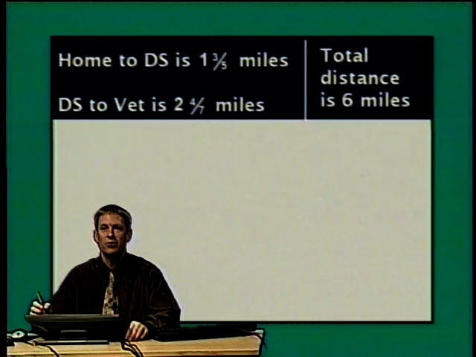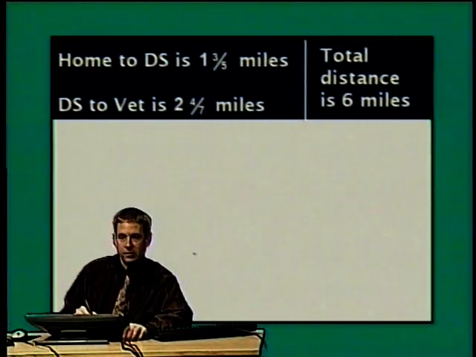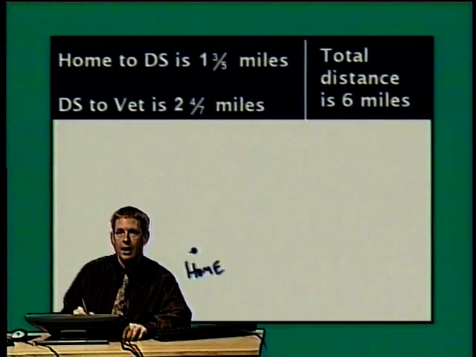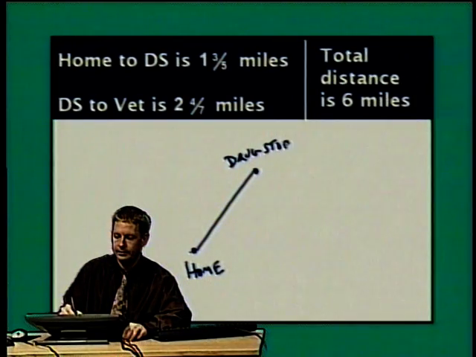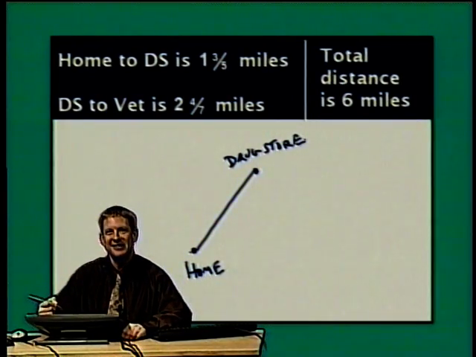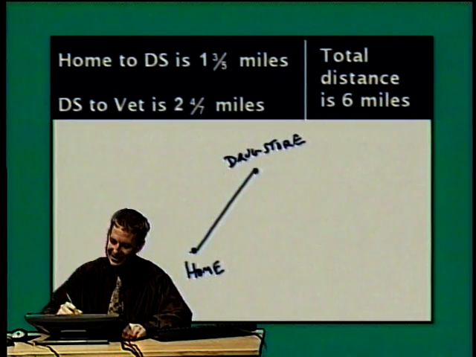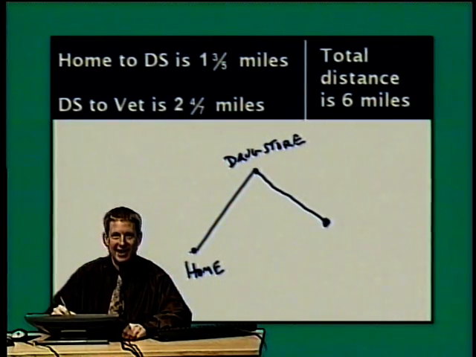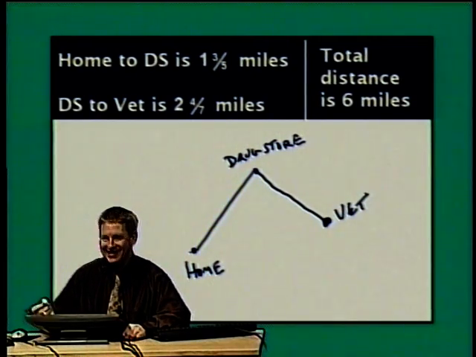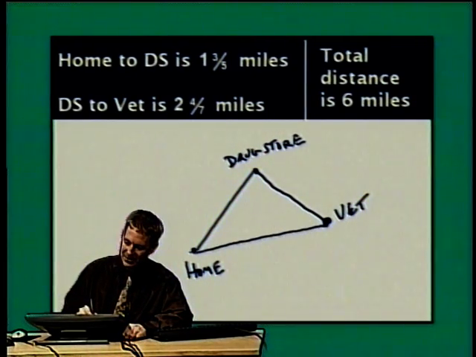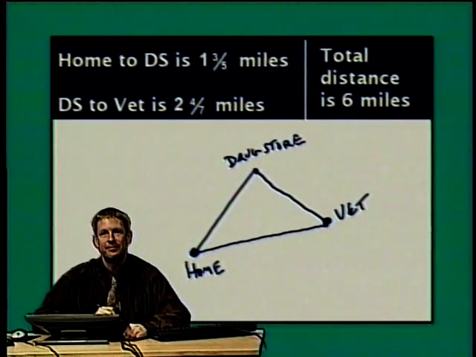Sometimes it helps people if they draw a little picture of the problem that they're trying to figure out. So Sandy here, she's starting at home. And the first thing she does is she drives to the drugstore. She does her business in the drugstore. She gets back in her car. She drives to the vet. She picks up her very happy dog, and they both go directly home.